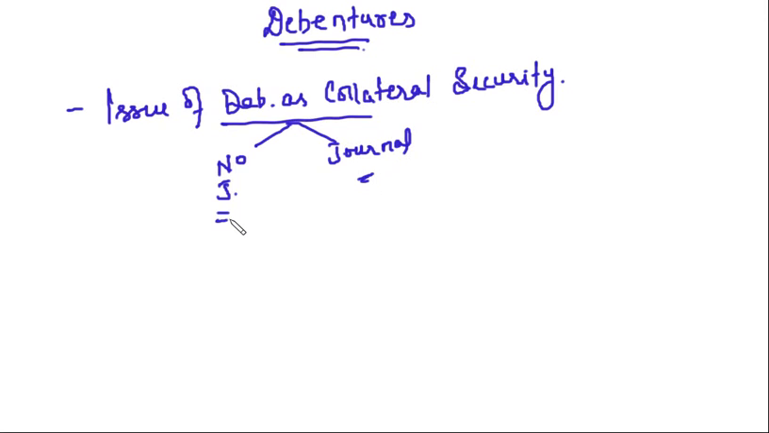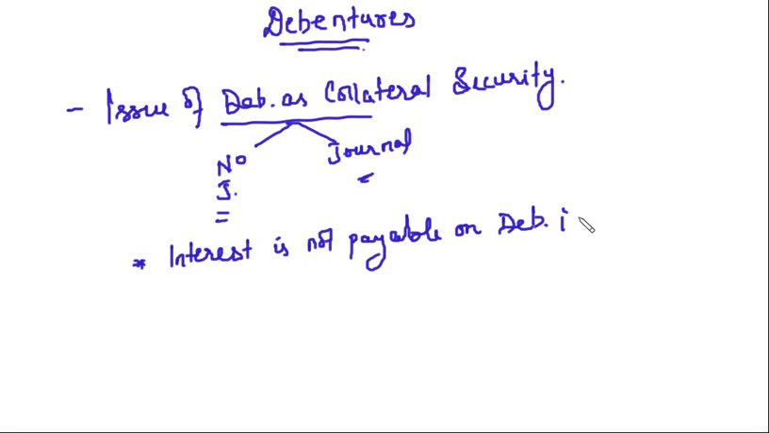In that lecture I missed out on one point that is quite important. Write down that interest is not payable on debentures issued as collateral security. Why? Because we are not getting any money against this issue of debentures. This is just to secure the money that we have already taken from the bank.